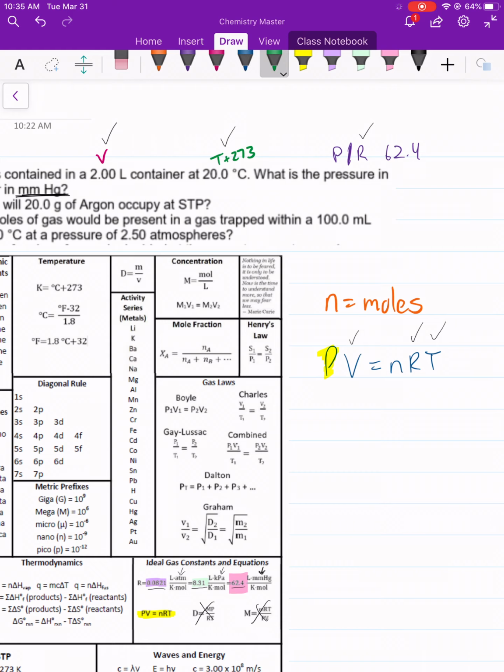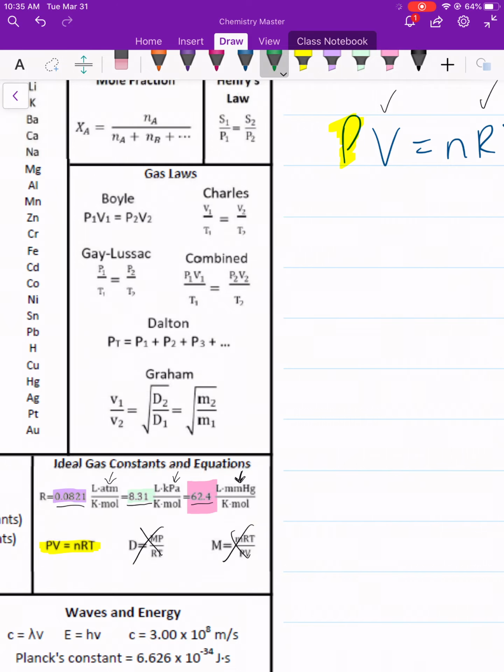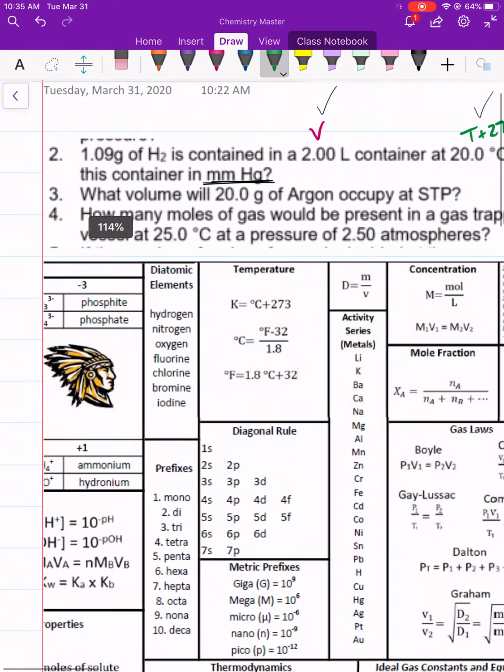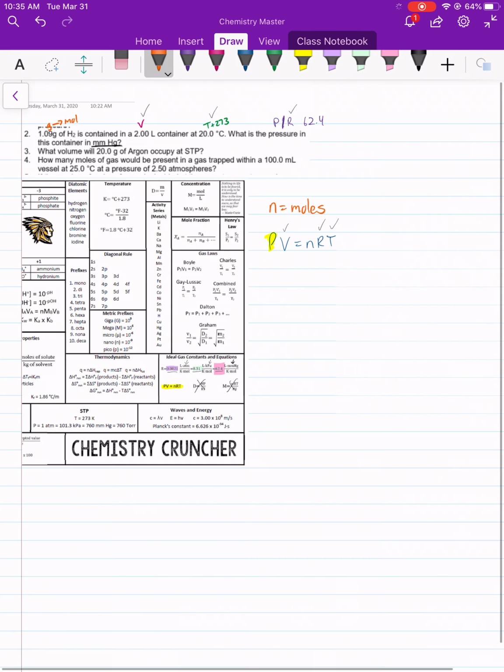Okay, our volume is in liters. We're going to find pressure in millimeters of mercury. We have our R value. We don't have moles, but we do have grams, and we know how to go from grams to moles. We should know how to do that. So we can take this and go from grams, change it to moles, and that will give you your moles. Then you're plugging in everything and you're solving for P.